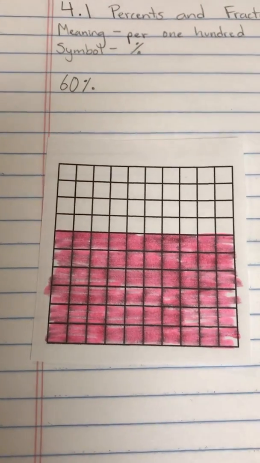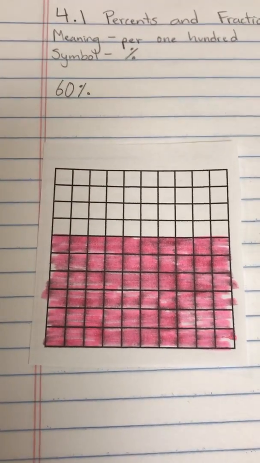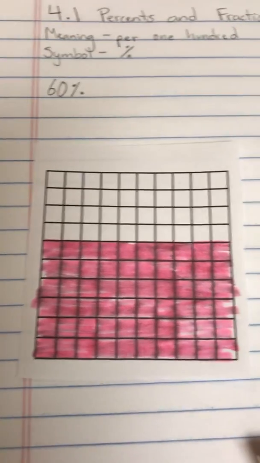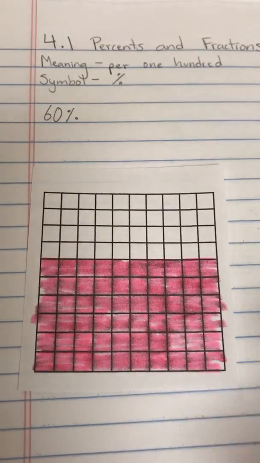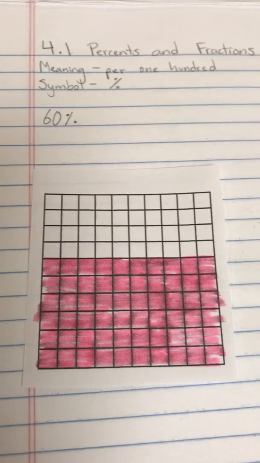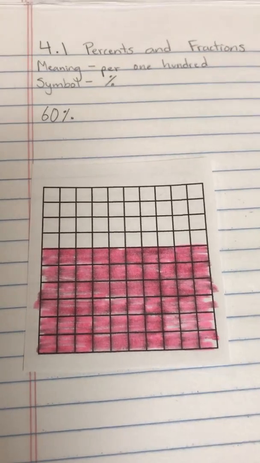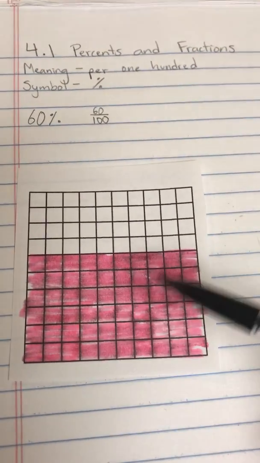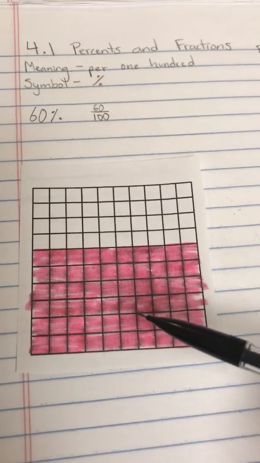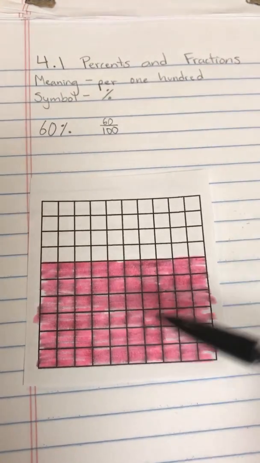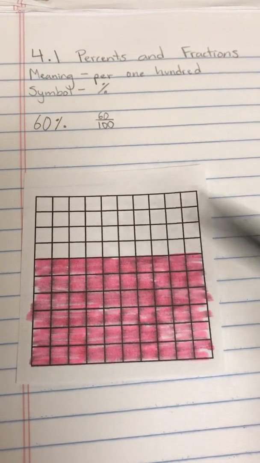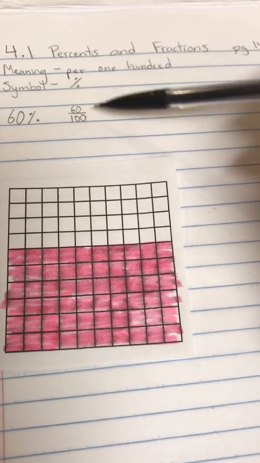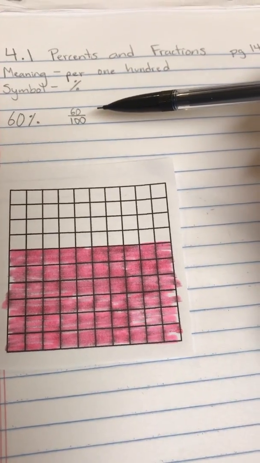So now we're gonna take this percent. We need to write this percent as a fraction, okay? So we have 60% and we're gonna turn it into a fraction. So just like the last one, we're gonna have 60 as our numerator and 100 as our denominator. I know that because I have 60 squares colored in, but I have 100 in all, okay? So the fraction will be 60 hundredths, all right?